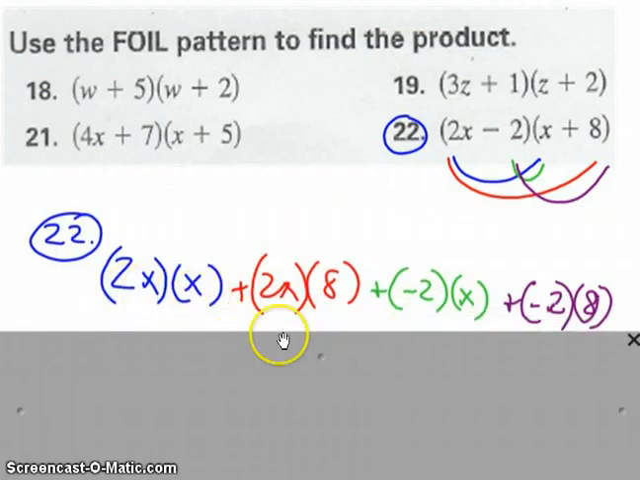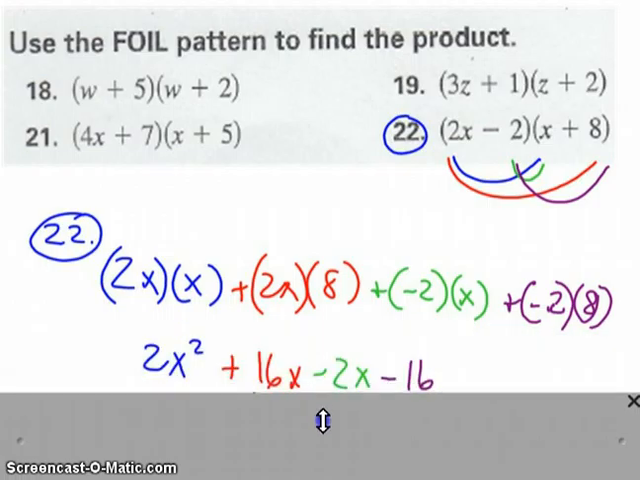Then 2x times x becomes 2x squared. 2x times 8 becomes 16x. And so on down the line here. Remember, I said with FOIL that the middle two terms, at least for what we're going to be studying for now, are always going to match.